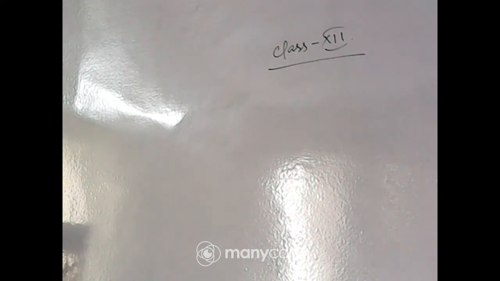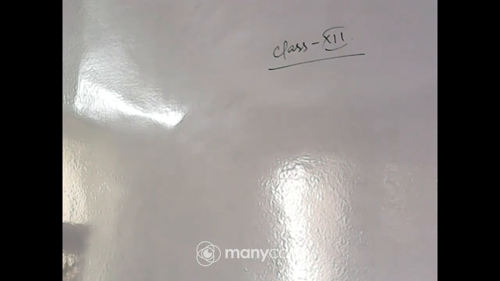Now, this is an NCERT in-text question. Why are substances like platinum and palladium often used for carrying out the electrolysis of aqueous solutions? Why are they used? Because they are inert in nature. This is one important question.